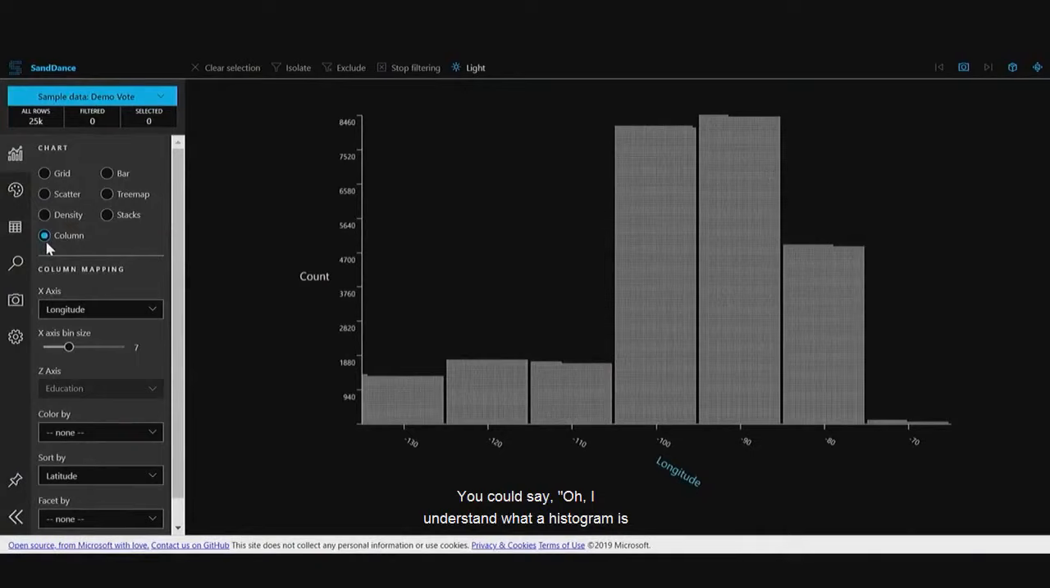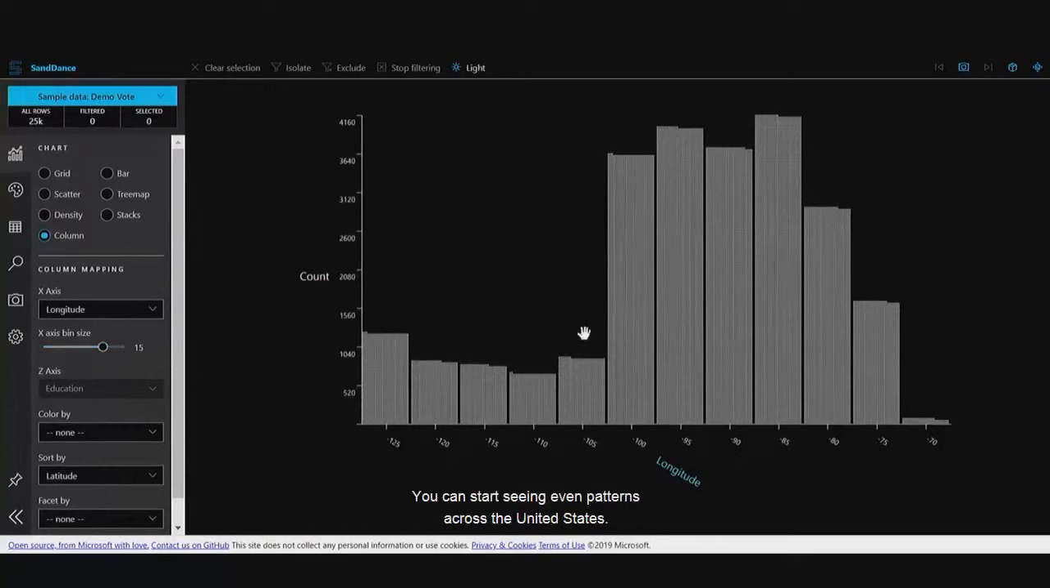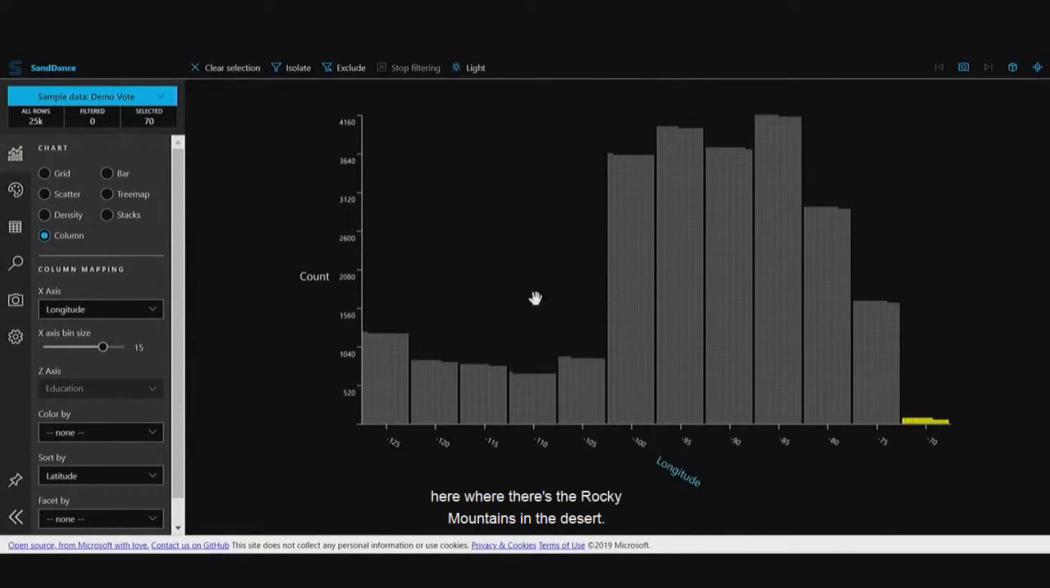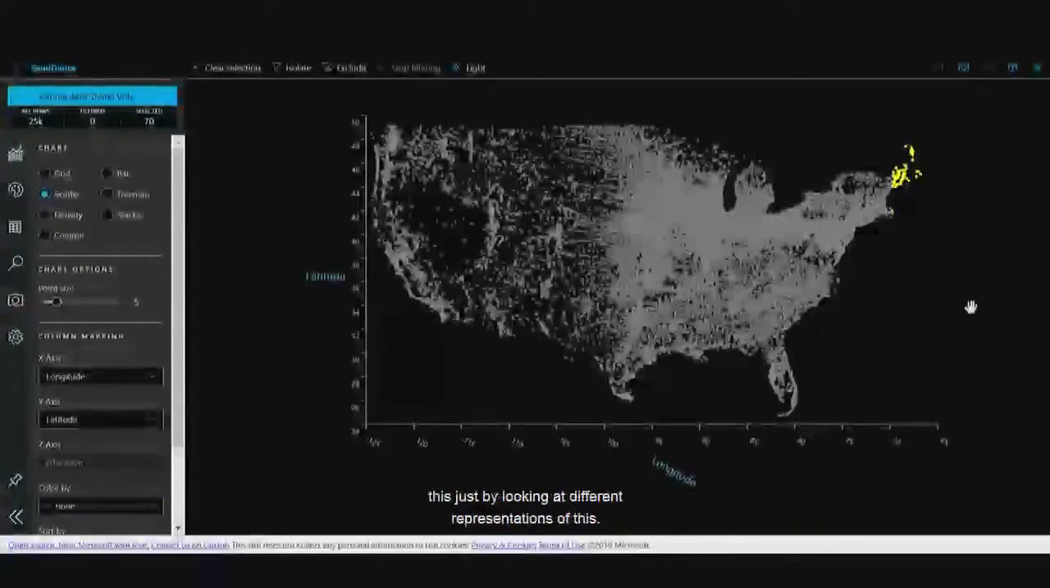If I want to, I can make more buckets and smaller buckets, and that's the bucket size there. And you can start seeing patterns across the United States. So for instance, out here on the East Coast, if I switch to scatterplot, you can see that the East Coast sticks out a fair amount. Maine sticks out. You can also see that there are a lot fewer places where there are the Rocky Mountains and the desert. So you're already seeing patterns emerge just by looking at different representations of this.